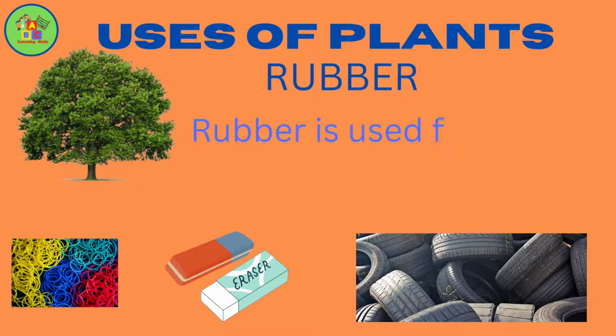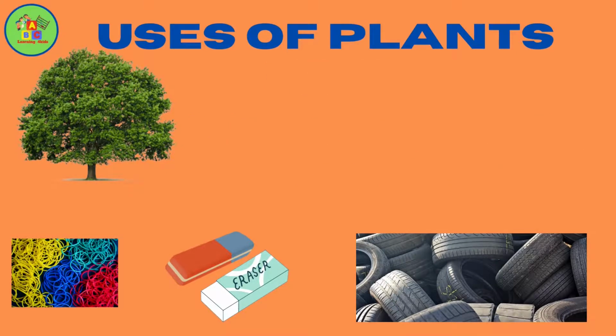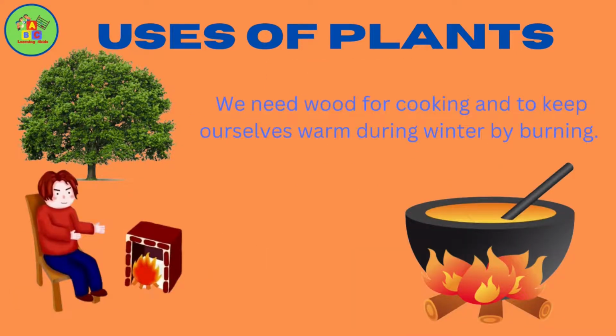Rubber. Rubber is used for making tires and erasers. We need wood for cooking and to keep ourselves warm during winter by burning it.